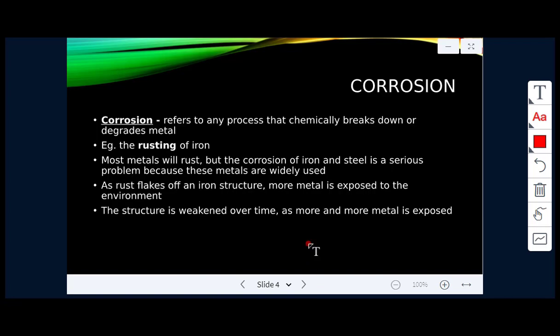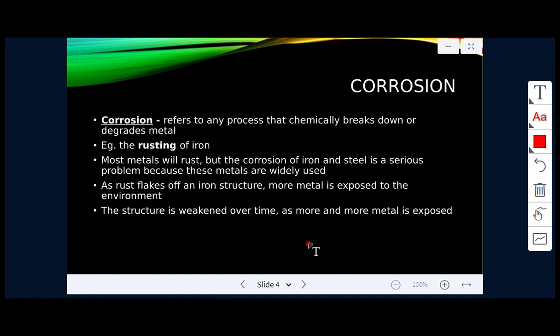So what is corrosion? It's any process that chemically breaks down or degrades metal. An example of corrosion is the rusting of iron. Most metals will rust, but the corrosion of iron and steel is a serious problem because these metals are widely used, for example, in buildings and bridges and vehicles and so on.